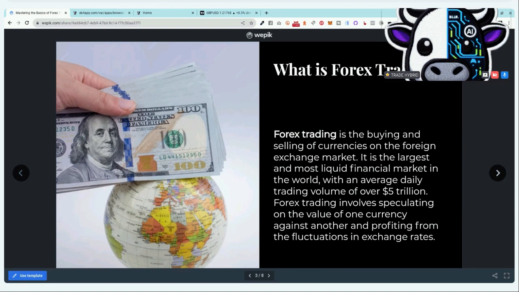A lot of people don't even know that. They don't even know that every time you convert your currency when you travel, you are in the Forex market. And a lot of times you're on the winning side and don't even know it.